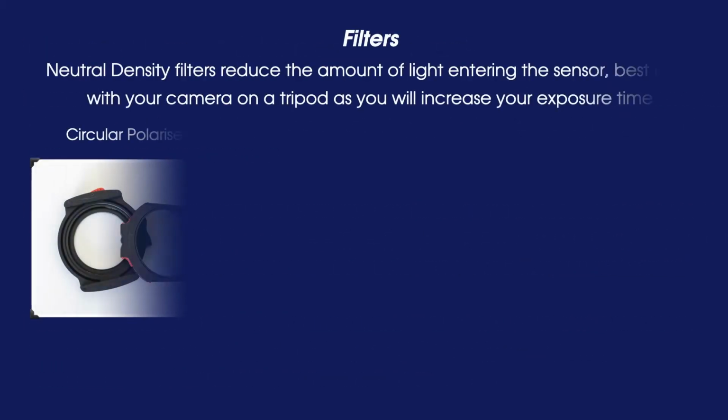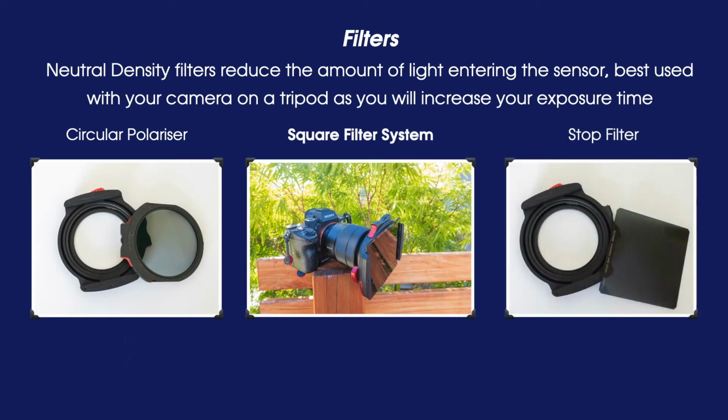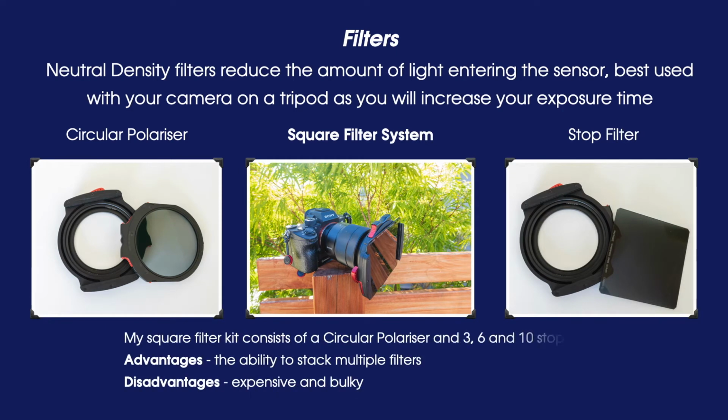We're now going to have a look at some methods that we can use to protect our highlights and open up our shadows. The first of which is a filter system. Neutral density filters reduce the amount of light entering the sensor. They're best used with your camera on a tripod, as you will increase your exposure time.